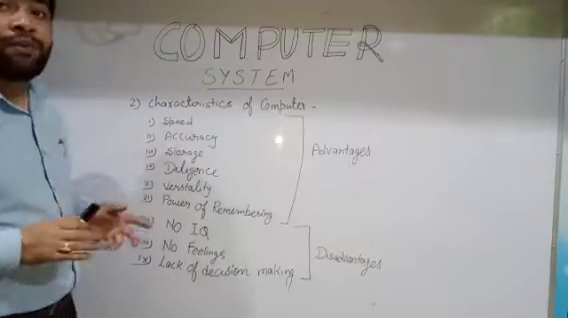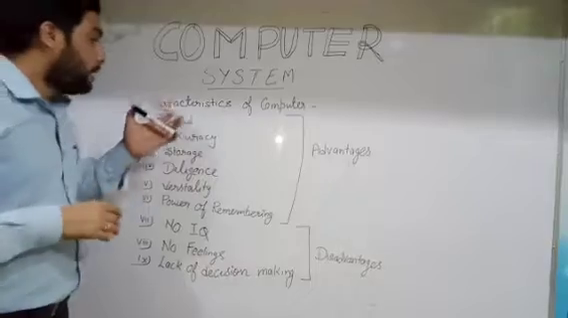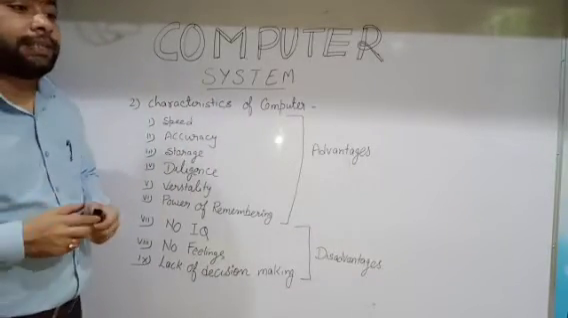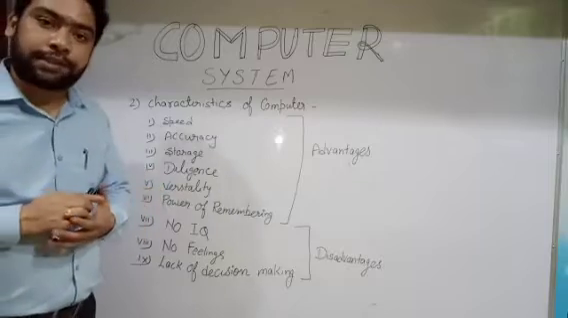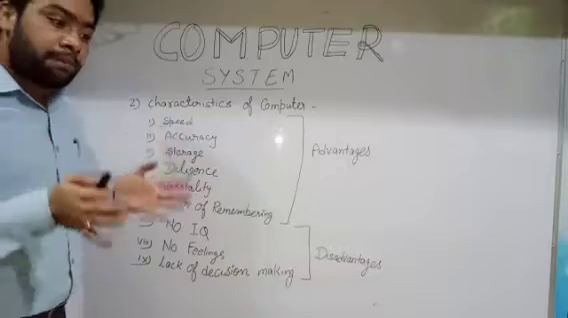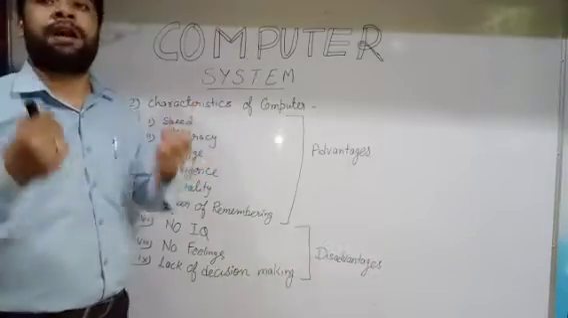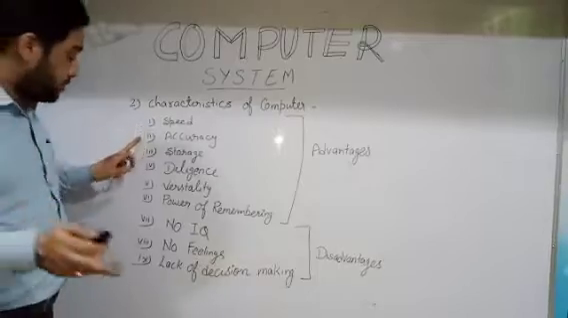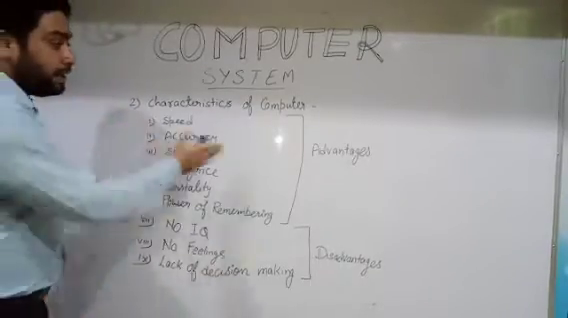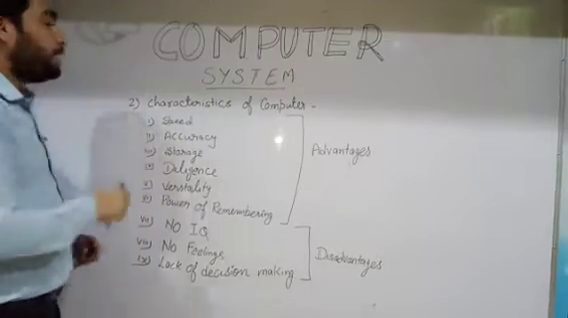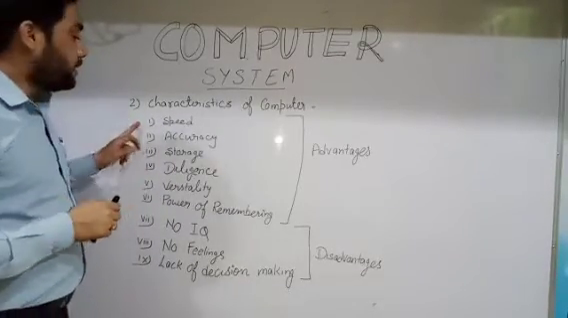So now we are discussing the characteristics of a computer. As you very well know, without characteristics, a thing is not useful for us. Then why do we use computers? Why is the computer nowadays very famous in our daily routine life? Some advantages and disadvantages are provided here about the characteristics of a computer. First one is speed.